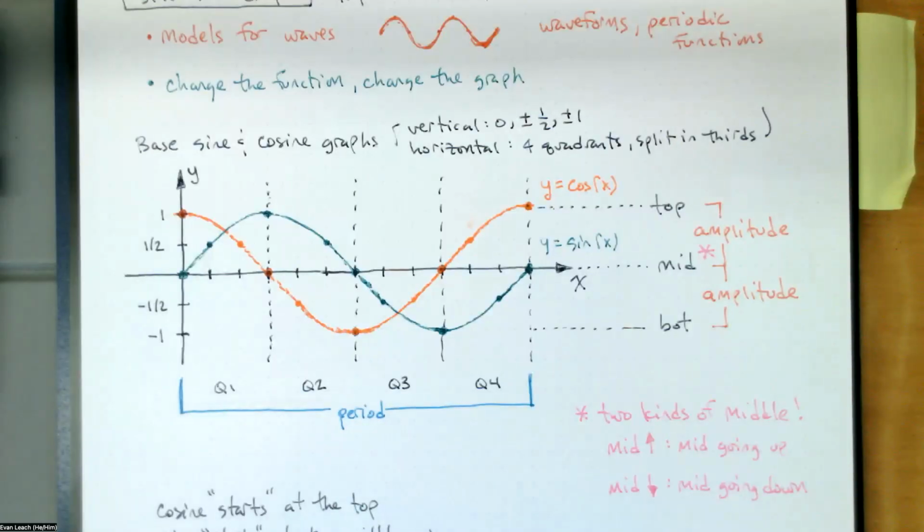Before we talk about messing with sinusoidal functions, I do want to point out that the period is based on going around the circle once. That's why 2 pi is our default, our base period. We're going to change the speed as we go around the circle. That's how we're going to alter the period.